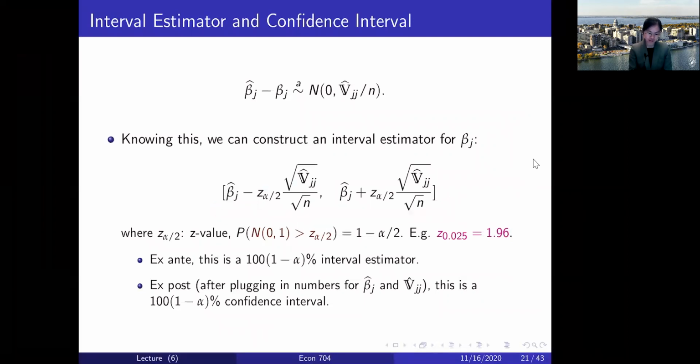Ex ante, it has this coverage probability, and ex post, once you plug in the sample realization of beta hat j and the standard error, you're going to get a realization of this confidence interval. So that's how you construct the confidence interval. The formula is not so different from when we did the confidence interval for the population expectation before the midterm. Now that's the confidence interval.